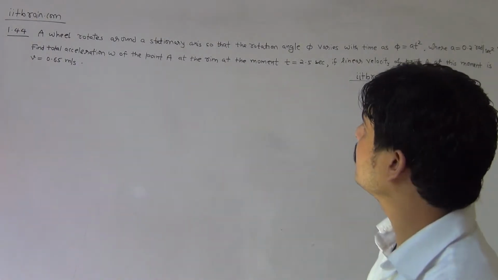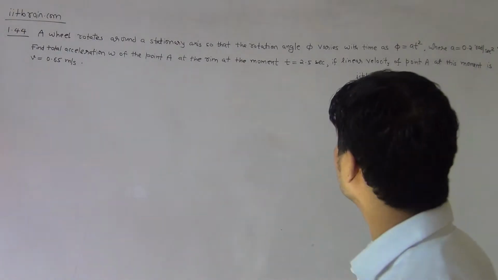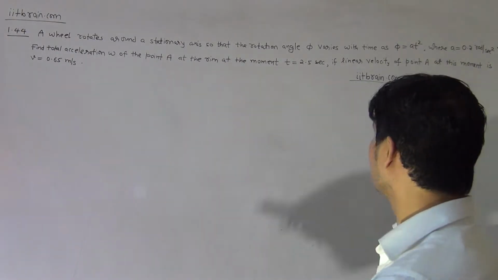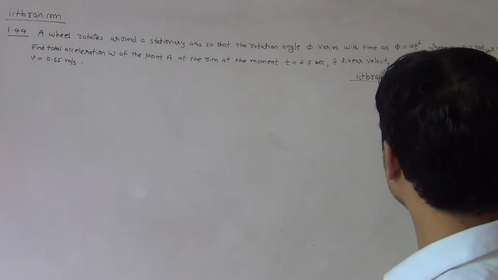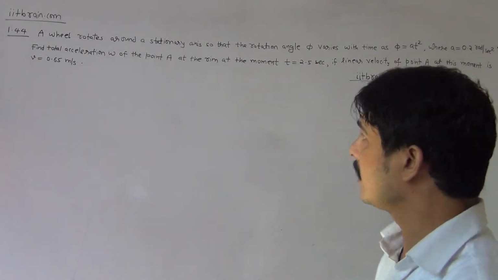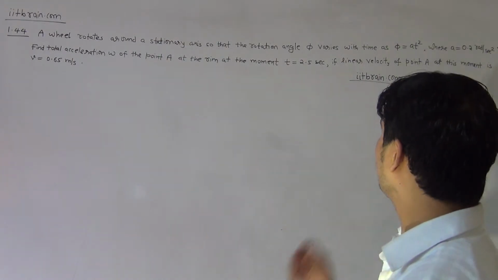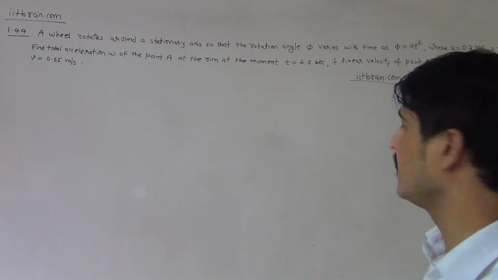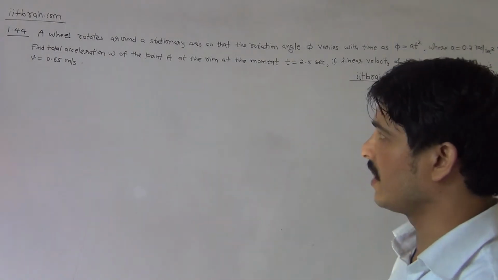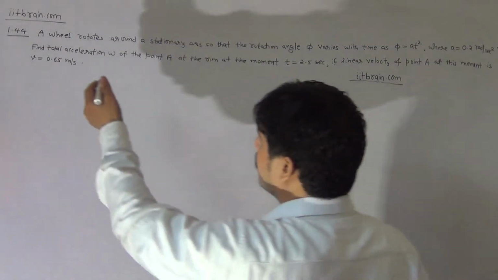A wheel rotates around a stationary axis so that the rotation angle phi varies with time as phi equal to a t square, where a is 0.2 radian per second square. Find the total acceleration of the point A at the rim at the moment 2.5 second, if the linear velocity of the point A at this moment is 0.65 meter per second.